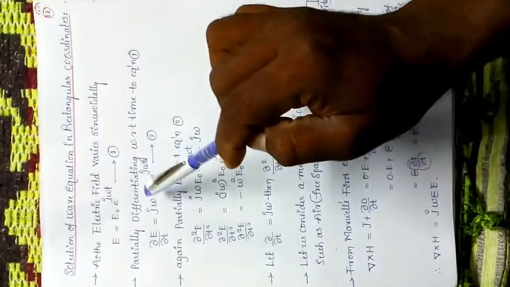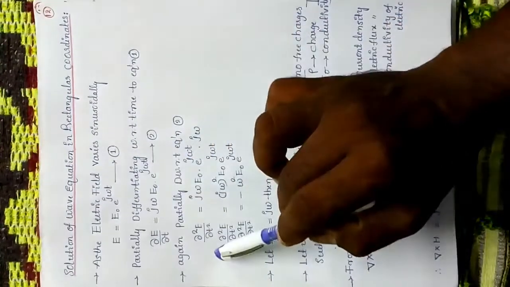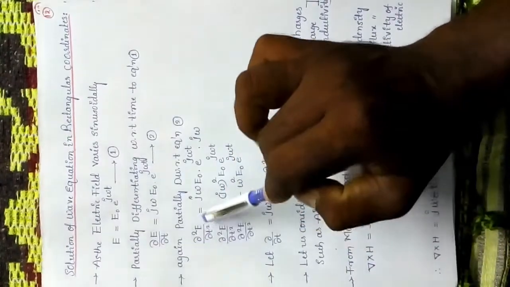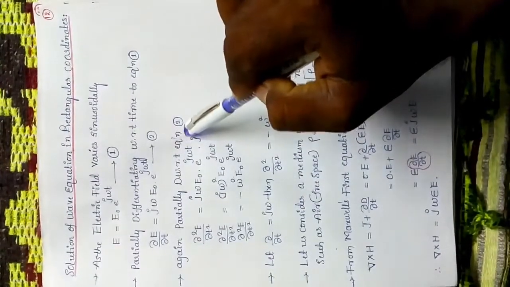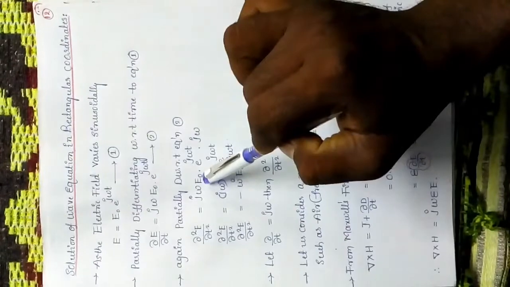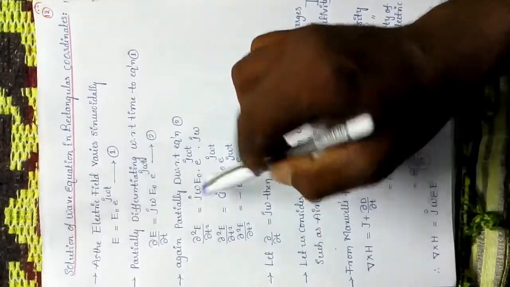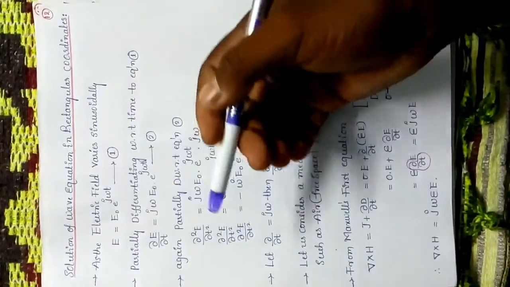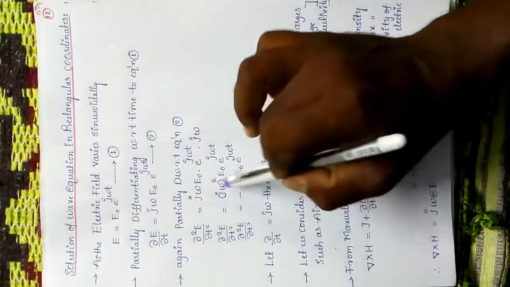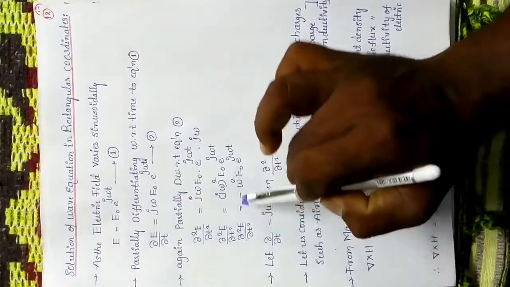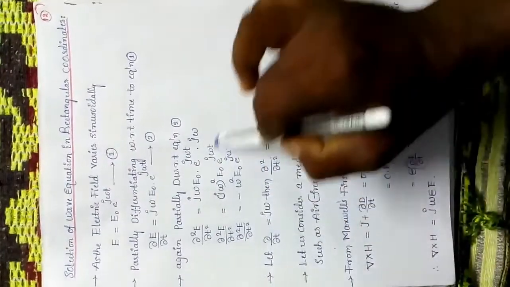Next, I again partially differentiate with respect to the same variable, time. So we get dou square E by dou t square is equal to j omega into j omega into E naught into e power j omega t. Again we get j omega, so j omega whole square. As we already know, j square is minus 1, just as i into i is i square is equal to minus 1; similarly j into j is j square is equal to minus 1. So finally we get dou square E by dou t square is equal to minus omega square E naught into e power j omega t. This is the final expression for the second partial derivative.